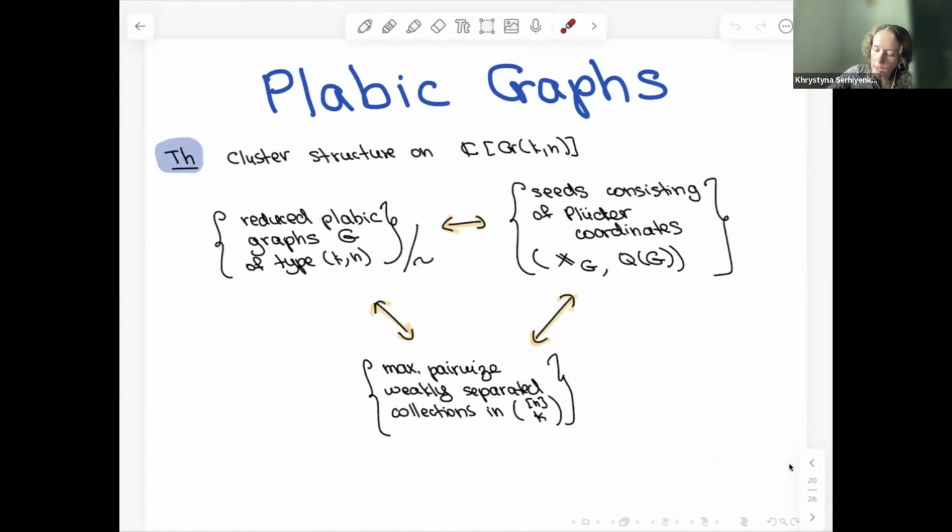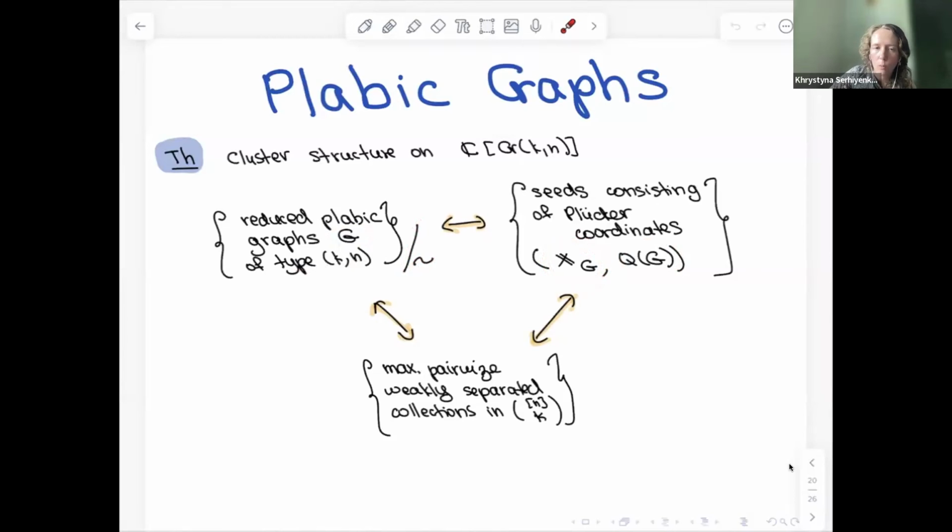If you want to look at the seeds consisting of Plücker coordinates, I have here a quiver and I have here a cluster, which is a collection of cluster variables. Well, how do they come? They come from reduced plabic graphs G of type k,n, where again the quiver of the seed comes from the quiver one can associate to the plabic graph, as we've seen. And then the cluster variables in the seed come from the phase labels of the plabic graph up to equivalence. So what is this equivalence? This equivalence is up to the moves that don't change the phase labels.